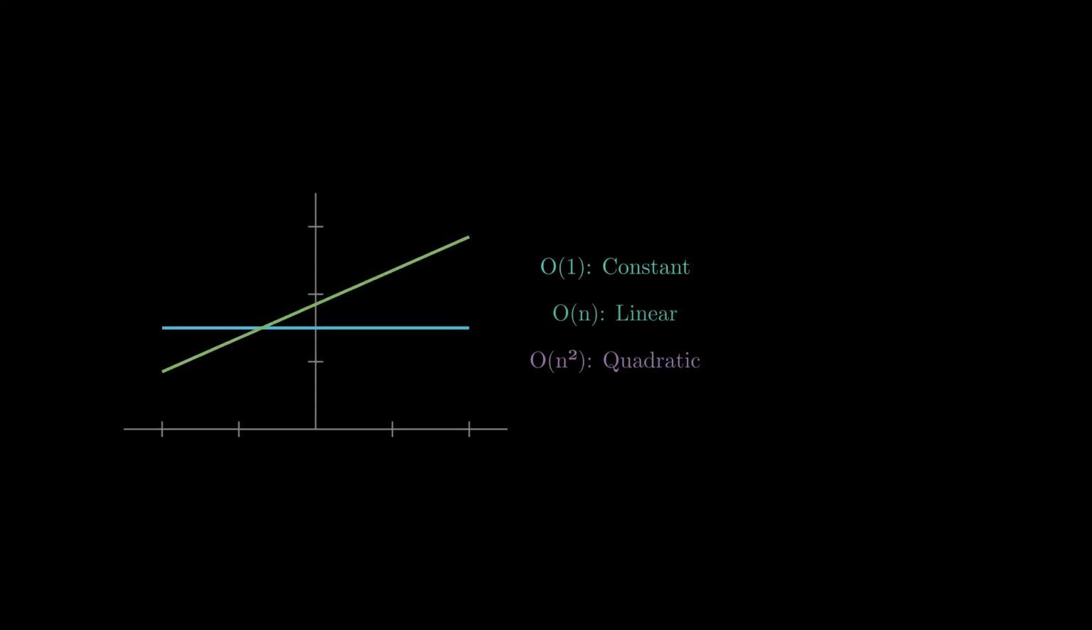Now, moving on to O(n), the linear complexity. Here, as the diagonal line is drawn, it illustrates that execution time increases steadily with the input size. Each additional unit of input adds a proportional amount of work.